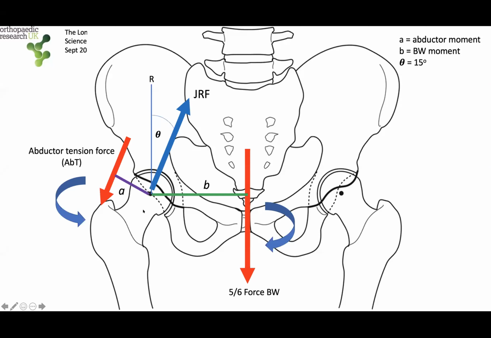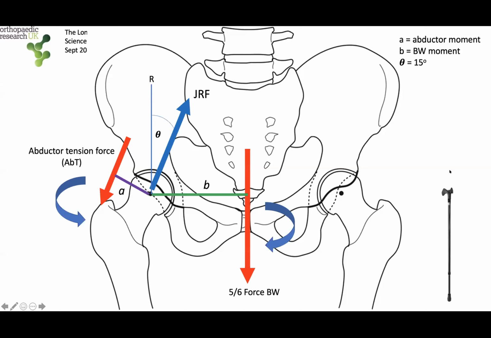So what you have here is the ability to work out the joint reaction force. A is the moment arm on the abductor side. B is the moment arm on the body weight side, and you're trying to match them. This is the angle between the ground reaction force going straight up and the joint reaction force. So the JRF is not the same as the ground reaction force. This is essentially what stops us from floating off into space, because if the forces weren't balanced, we wouldn't be staying on the ground.